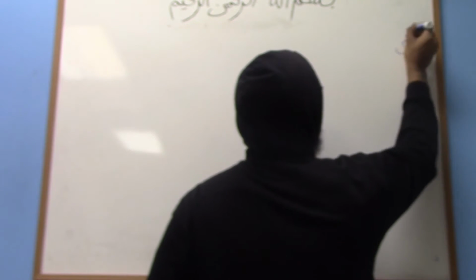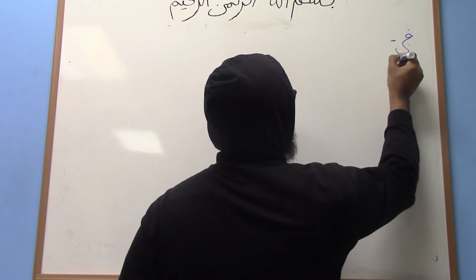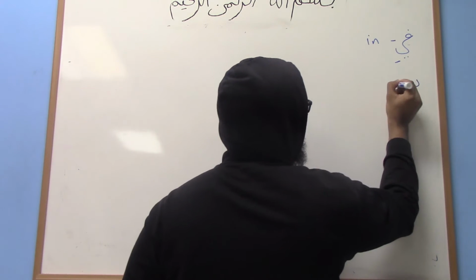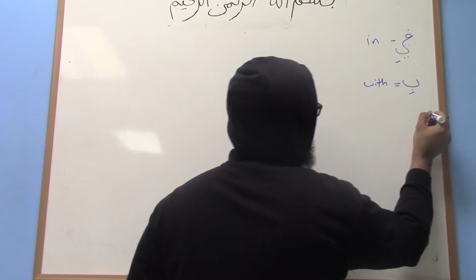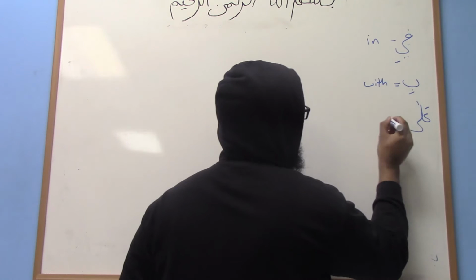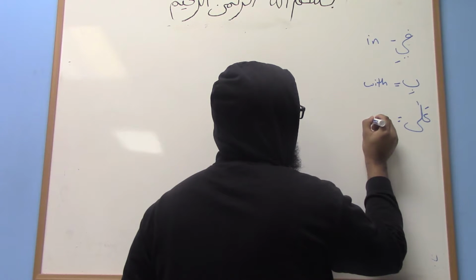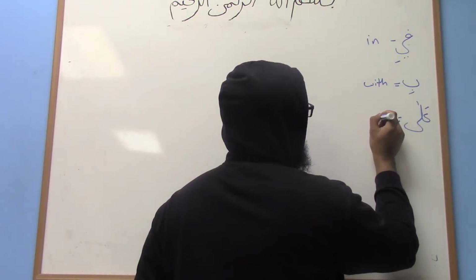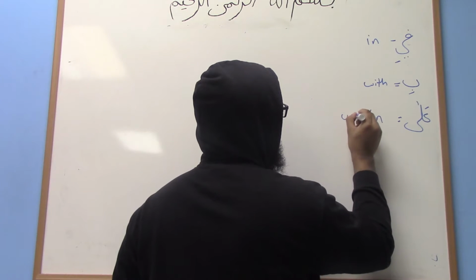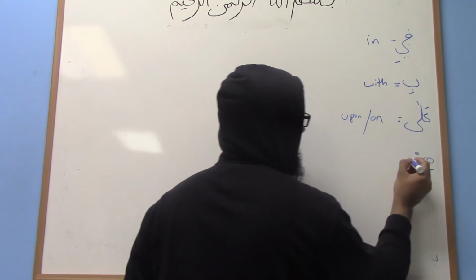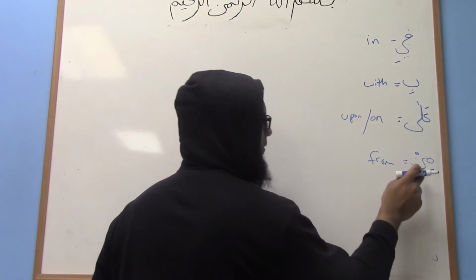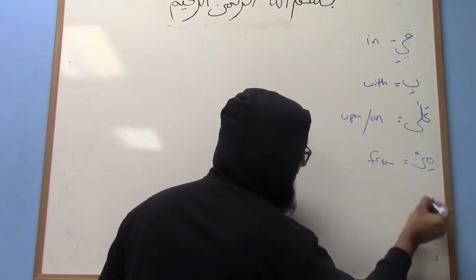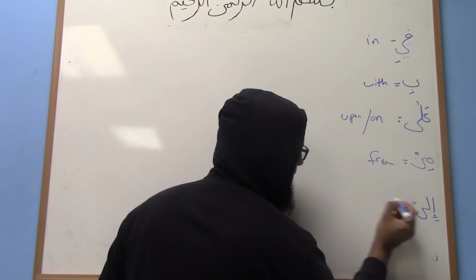Fi. What does fi mean? In. Good. What else? Be. Good. What is the meaning? With. What else? Ala. What is the meaning? On. Upon, right? Good. Min. Then we have min. From. Good. Give me an example from the Quran. Min Allah. Okay, good. From Allah. That'll suffice. Next we have ila. That means to. Perfect.